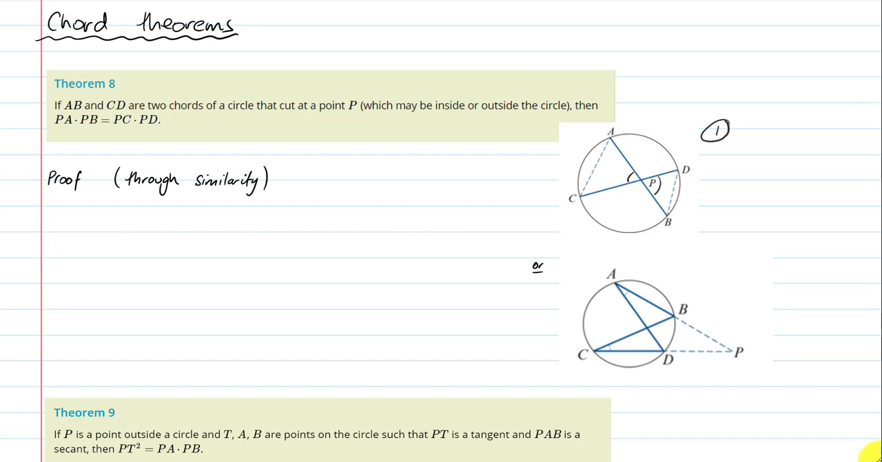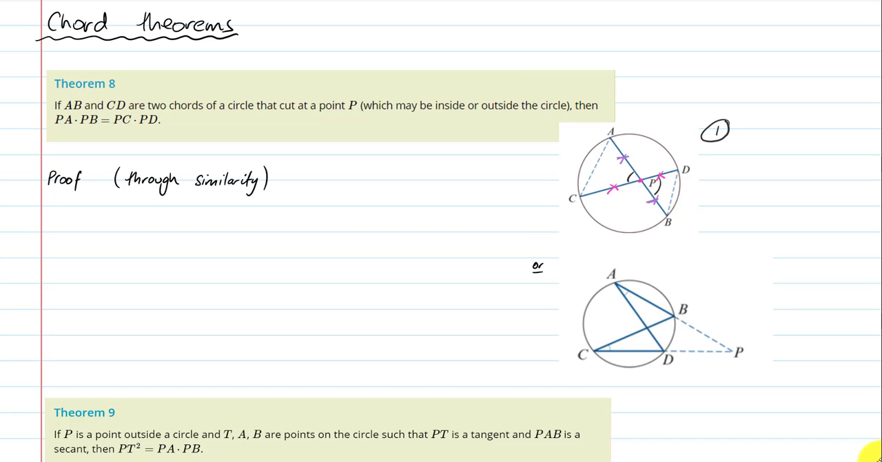So starting with Theorem 8. Theorem 8 states, if AB and CD are 2 chords of a circle that cut at point P, which may be inside or outside the circle, then PA times PB equals PC times PD. So we have our theorem that relates multiplying this chord and this chord to get the same value as multiplying this chord and this chord. So the chord pairs are on the same line, but they're split where P is.